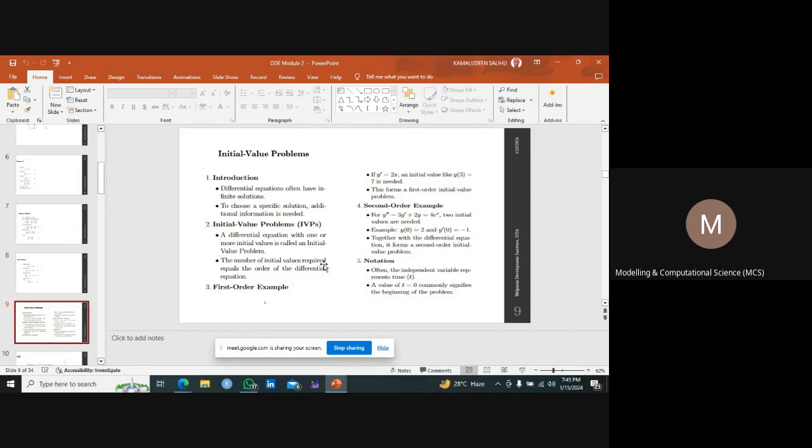Number 5, we have notation. Often, the independent variable represents time. As we are seeing in number 4, where we have y of 0 equal to 2, what is this saying? That the 0 there is referring to time, which is our independent variable. The 2 that we are seeing here belongs to y, which is our dependent variable.